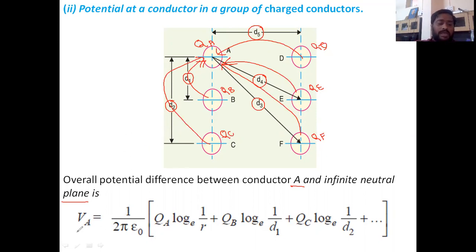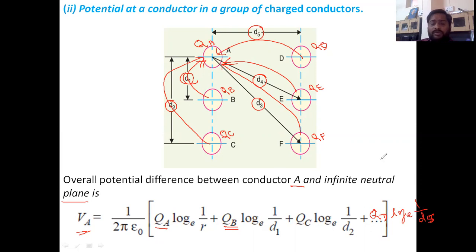The formula becomes VA is equal to 1 upon 2 pi epsilon 0 times QA log e 1 by r plus QB log e 1 by D1, because the distance from conductor A to B is D1. That's why log e 1 by D1, plus QC log e 1 by D2, plus QD log e 1 by D5, because the distance of conductor D is D5.